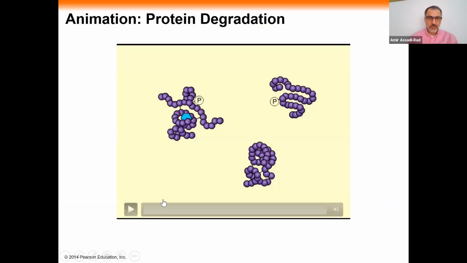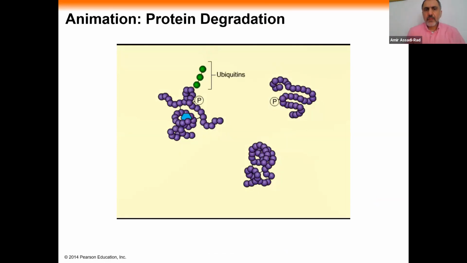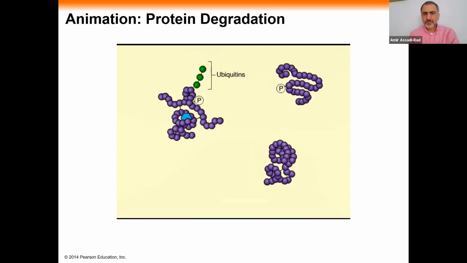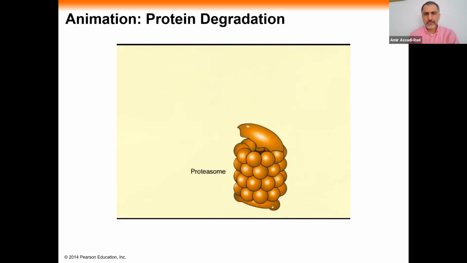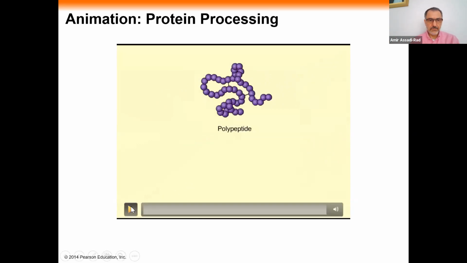A cell can get rid of abnormal or damaged proteins and limit the lifetime of functional proteins by means of selective degradation. The cell marks the protein for destruction by attaching small ubiquitin proteins. Giant protein complexes called proteasomes recognize ubiquitin and break down the tagged protein. Very good. Okay, so ubiquitin has to attach to the protein that has to be degraded.